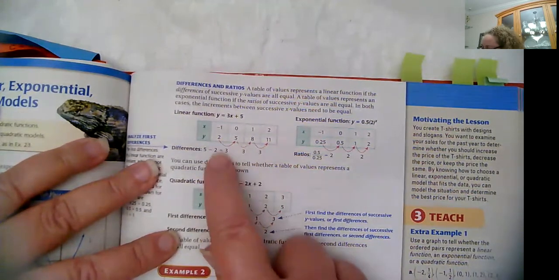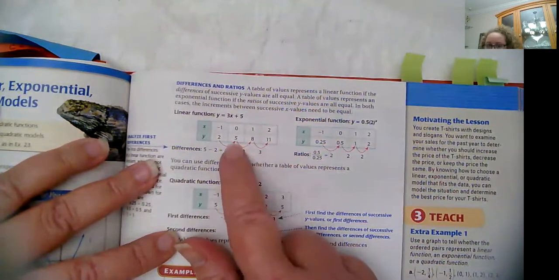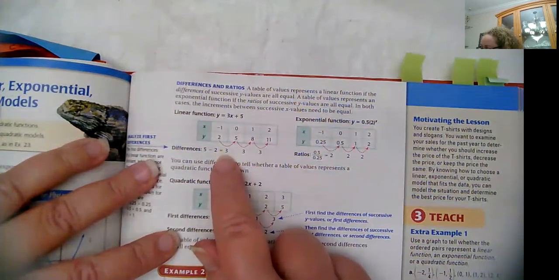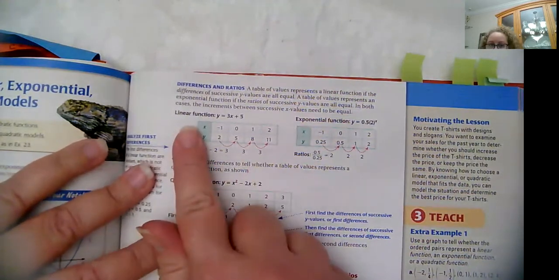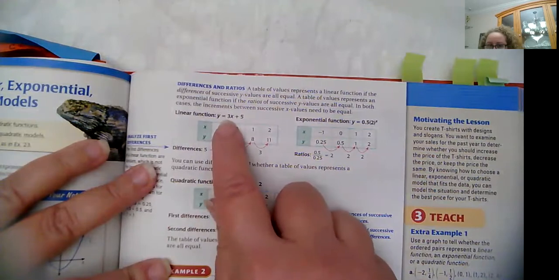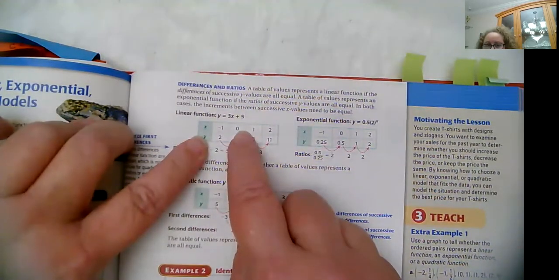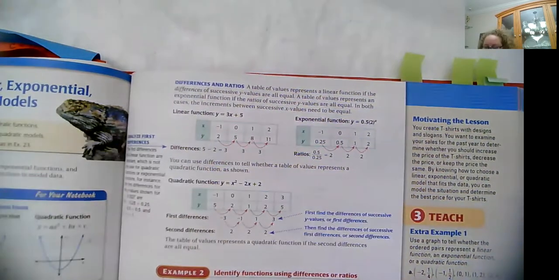So 5 minus 2, which gives us 3. Then we're going to move on to the next one. 8 minus 5 equals 3. 11 minus 8 equals 3. If the difference comes out to be the same, that means it represents a linear function. From there, that difference represents your slope. To figure out your y-intercept, you go to where x is 0. That's your y. That's where they get the 5 from.